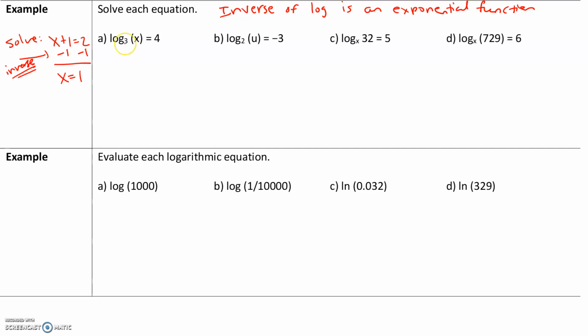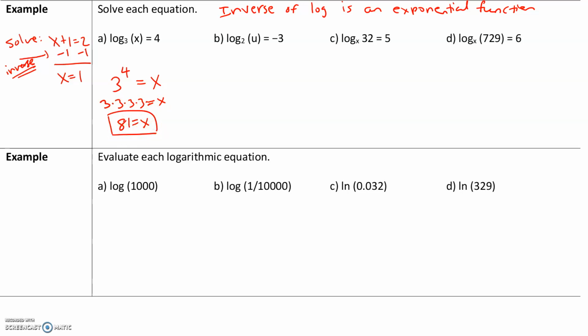In order to solve for x in this case, we do the inverse of a logarithm, which is an exponential function. So I'm going to say the base of the log is 3, that stays the same. My exponent is a 4, and that equals x. 3 to the 4th power is 3 times 3 times 3 times 3 equals x. And this equals 81, so we get x equals 81.